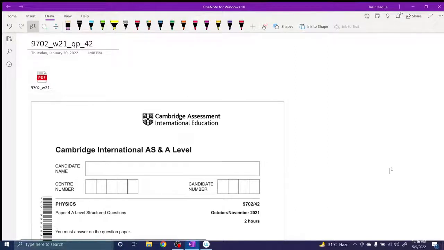Hey guys, I'm solving this physics variant today. This is October-November 2021, 9702 variant 42, physics paper 4. I'm going to do variant 41 as well very soon, by tomorrow. These two variants were a bit difficult. 41 is the same as 43 by the way, 42 is unique. These variants were a bit difficult compared to May-June 21, and these are pretty important for your May-June 22 series, okay? So make sure you do these.